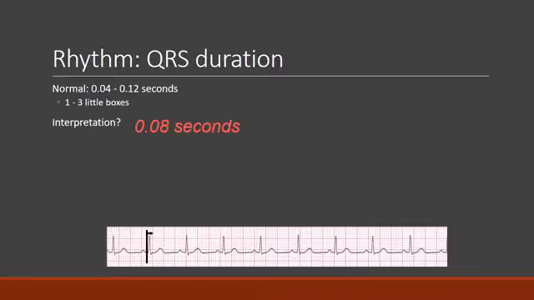All right. The next thing we want to look at is the duration of the QRS complex. It should be somewhere between 0.04 to 0.12 seconds. That's going to be anywhere between 1 to 3 little boxes. So with this, is the QRS normal? Yes, it is. It's about 2 boxes, so that's 0.08 seconds. Otherwise, if it was prolonged, we would see prolongation of the QRS complex, and that can be suggestive of some disease states.